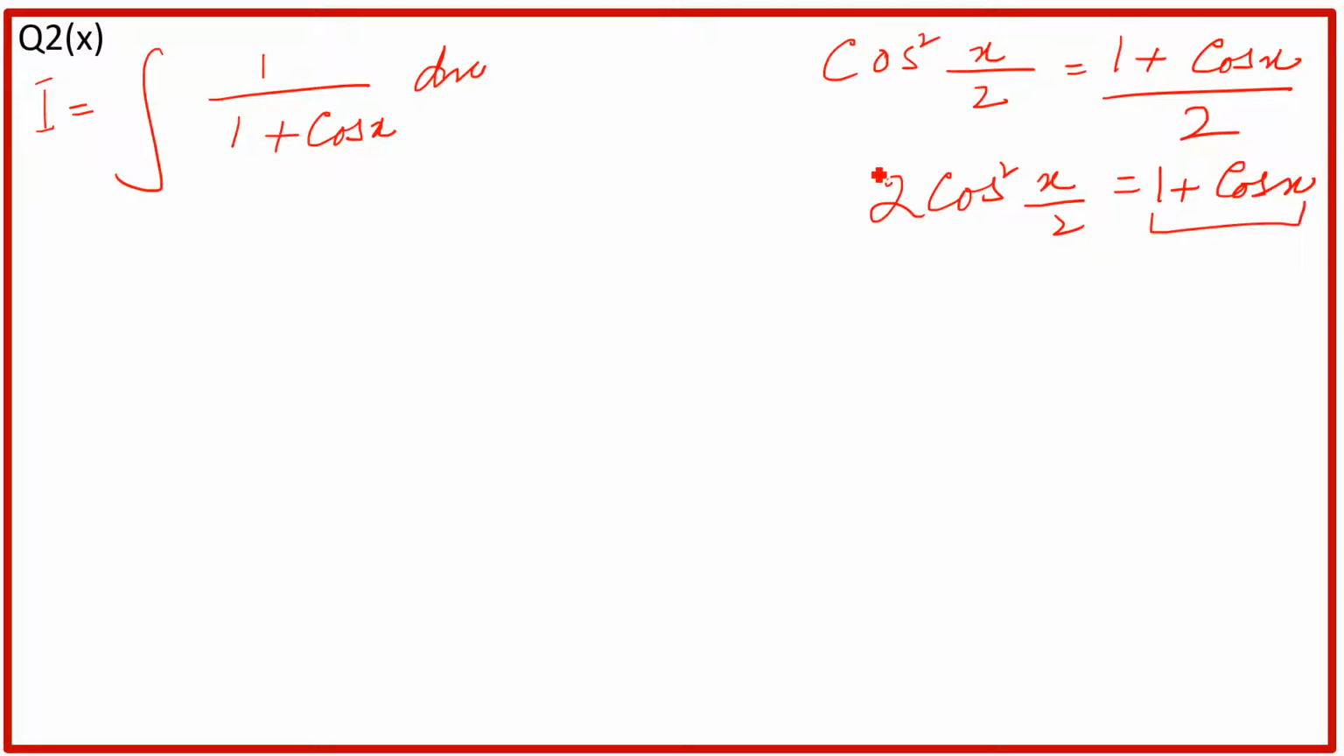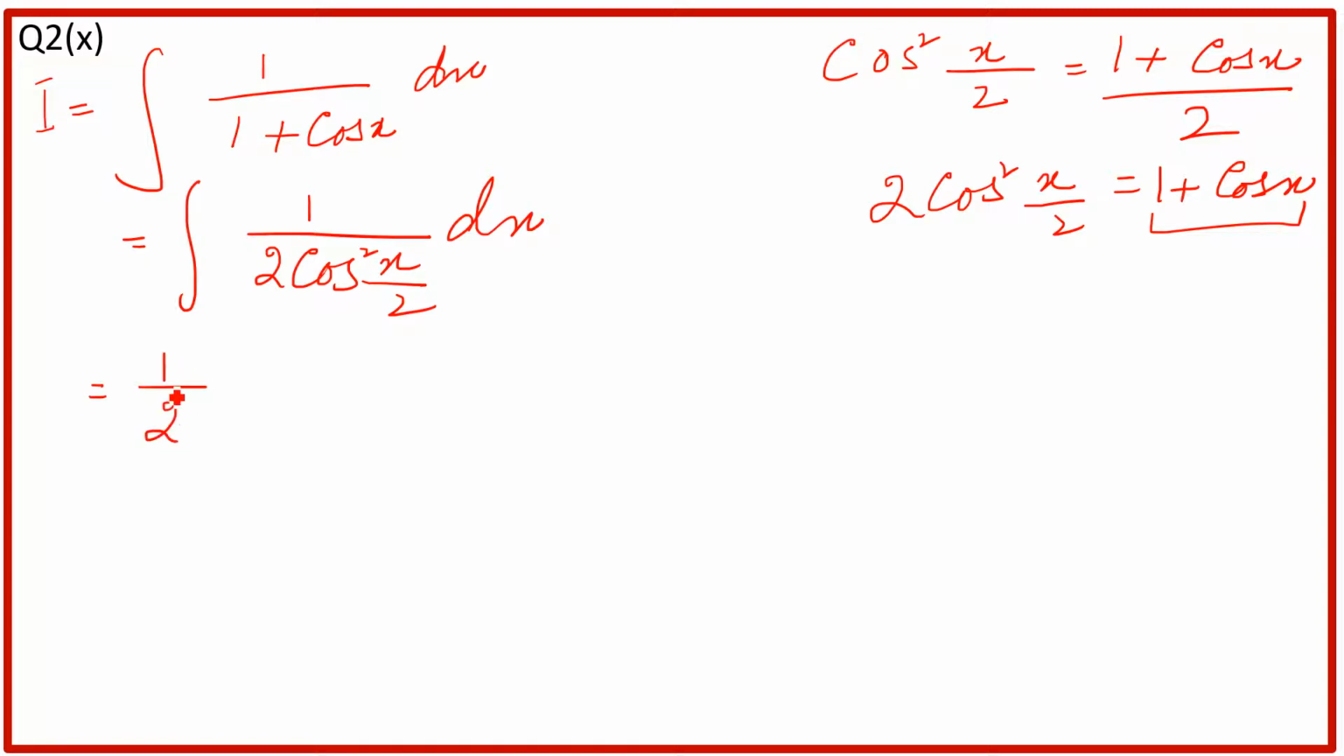Now 1 plus cos of x is equal to 2 cos square x by 2. Right, so we will write down here 1. Instead of 1 plus cos of x, we will write down 2 cos square x by 2 dx. 1 over 2 we will take, because it is constant, we can write it beside the integral sign. Now we have 1 over cos square x by 2 dx.